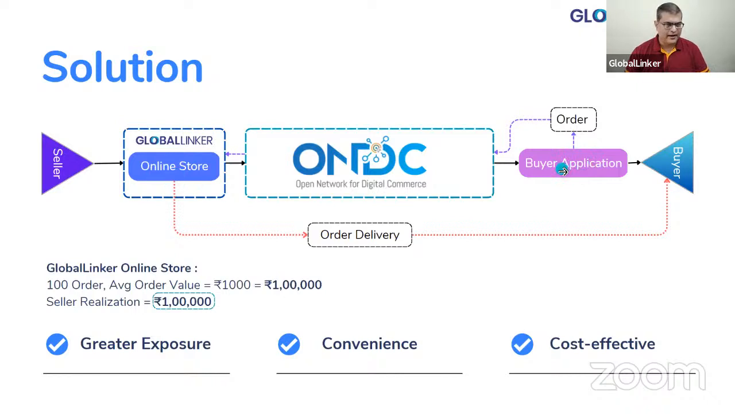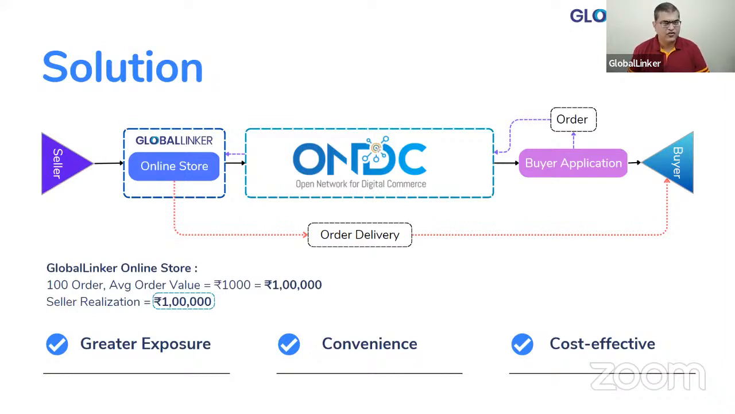Now, how will you get the money? So for example, this buyer app is Paytm. Paytm will pay to GlobalLinker, and GlobalLinker will pay to you, right? So it will come from the buyer application to GlobalLinker, and GlobalLinker will make the payment to you. What is the payment cycle? It varies from buyer application to buyer application, but as a general rule, you can assume that whatever is your return period.